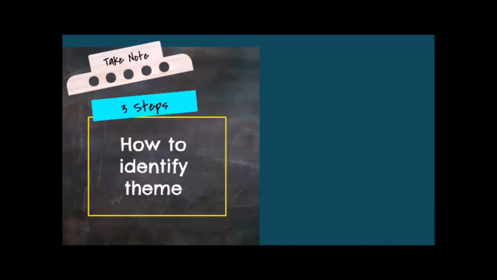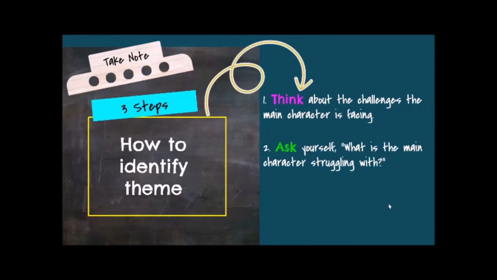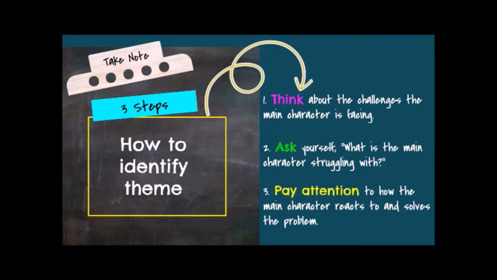So there are 3 steps that we're going to take, and we're going to use the acronym TAP. T-A-P, that's going to help us identify a theme. So the first thing we're going to do is for our T, we're going to think. We're going to think about the challenges that the main character is facing. The second thing we're going to do is we're going to ask ourselves, what is the main character struggling with? And finally, we're going to pay attention to how the main character reacts to and solves their problem.